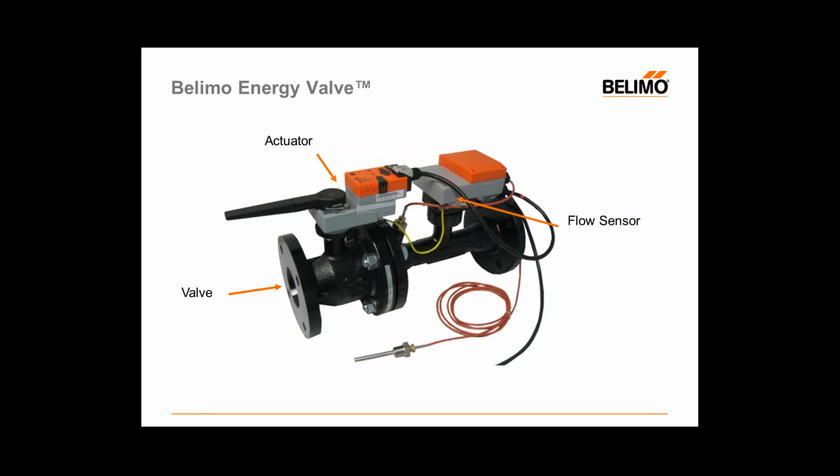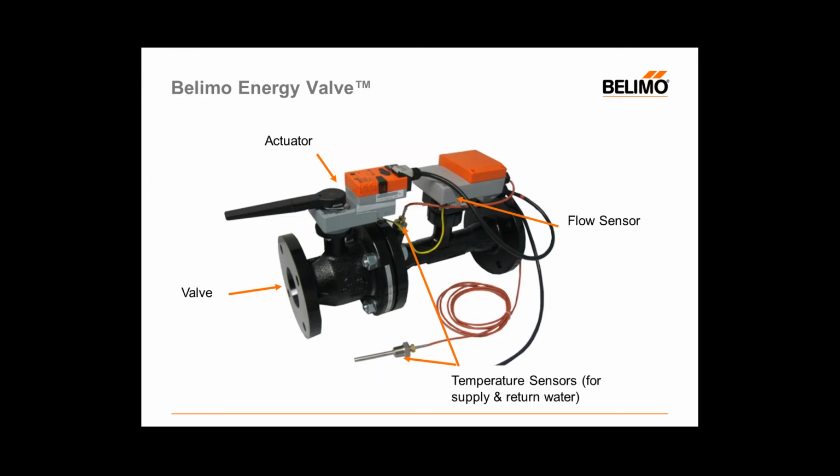We have a flow sensor built into the backside. This particular valve carries a magnetic flow sensor. The smaller size energy valves include ultrasonic flow meters. We also incorporate a couple of temperature sensors to detect delta T. So one of them will be embedded in the valve, the other one gets plugged in on the other side of the coil so we can measure the differential temperature across that coil.